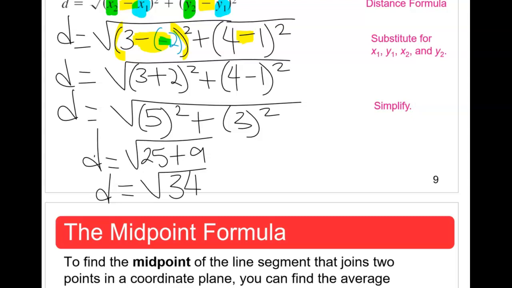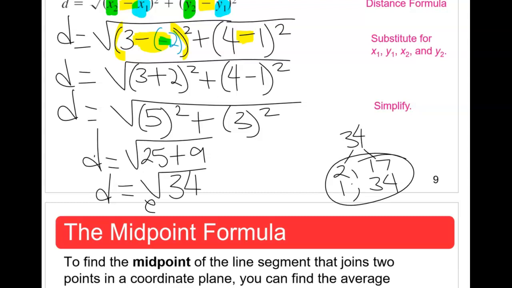If we think about the factors of 34, of course, we have 1 and 34. Let's say 2 and 17. And that's it. Those are the only combinations of factors. So none of those are a perfect square. So this will actually be the exact answer.